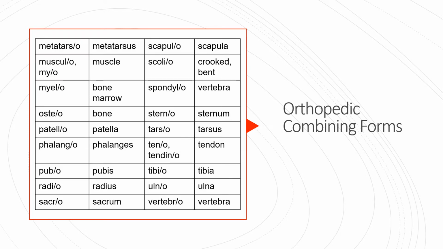Metatarso refers to metatarsus; musculo or myo refers to muscle; myelo refers to bone marrow; osteo, bone; patello refers to patella; phalango, phalanges; pubo refers to the pubis; radio, radius; sacro refers to the sacrum; scapula refers to the scapula; scolio would mean crooked or bent; spondylo refers to vertebra; sterno, sternum; tarso, tarsus; tendino or teno refers to tendons; tibia refers to the bone called the tibia; ulno, ulna; and vertebra refers to vertebra.